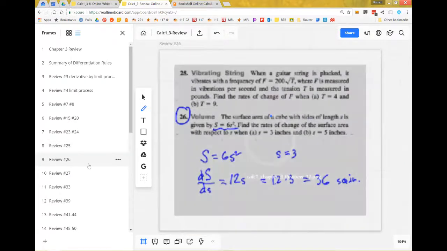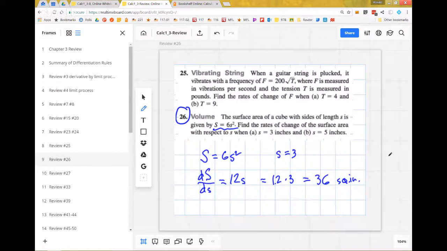Now let's do the 26. Okay, another implicit problem. The surface area of a cube with the sides being length small s is given by this. There are 6 sides to a cube, and each side is simply s by s. So s squared 6 times, 6s squared. Find the rate of change of the surface area with respect to s when s equals 3. So they're telling you to differentiate with respect to s. Okay?